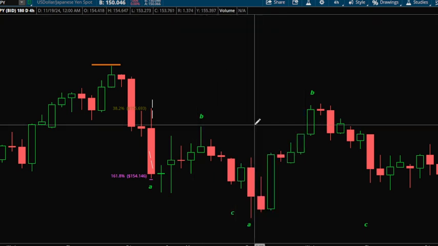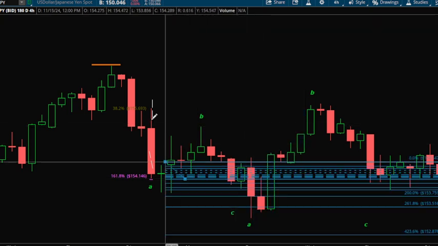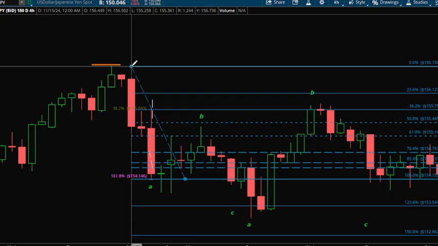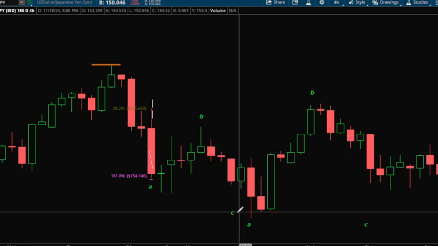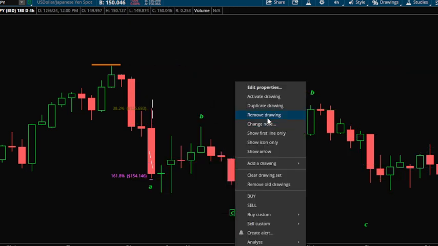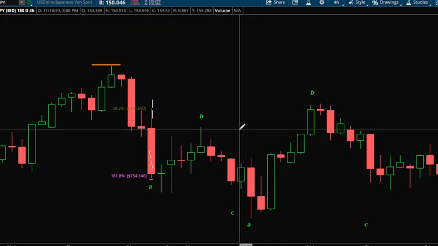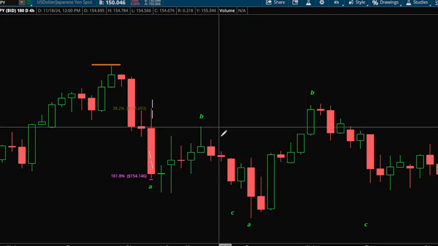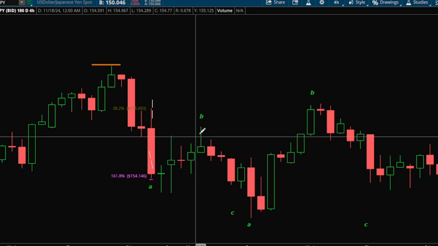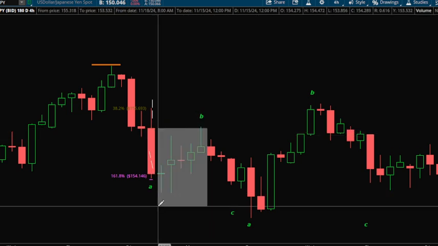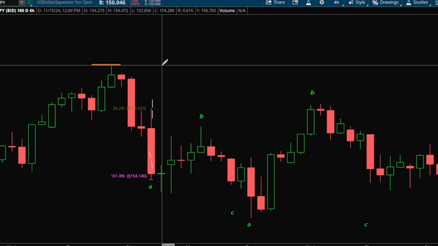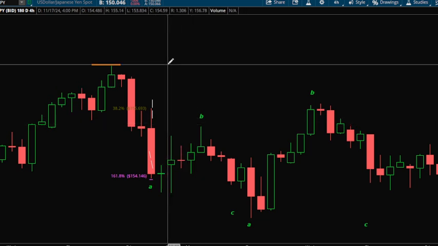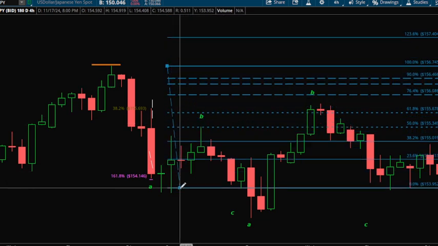Wait, did I put that there? Oh, okay, sorry about that. Not sure what that C is for. Okay, but anyways, so if you're trading this real time, let's say you're in this section here, and you've already anticipated a B, but how do you know where the B is ending? Well, I forgot to put that fib up, so let's put that up.